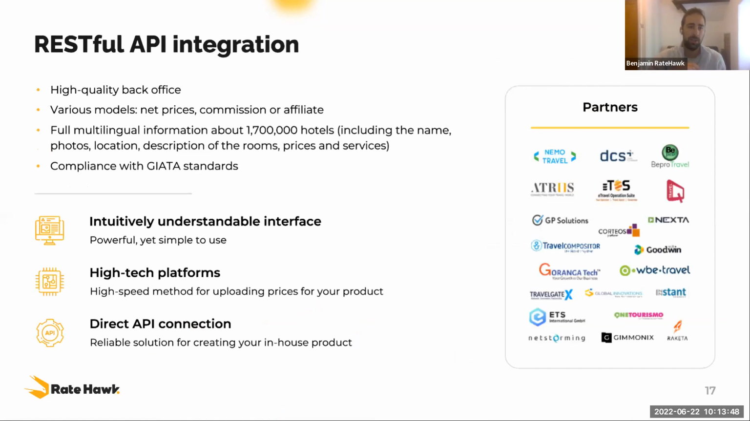And finally, which is the main topic of today, it's our API system. It offers our entire content with full information on our content, which is over 1.7 million hotels worldwide. There are two key ways to integrate our API to your system. One is to do a direct integration with Ratehawk, and two is to use one of the many tech platforms which have already got our API integrated, and they can efficiently plug it into your system.